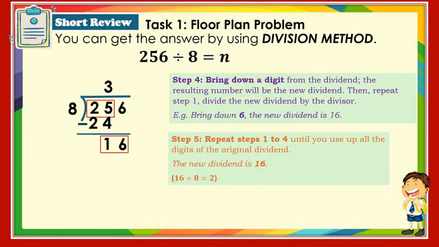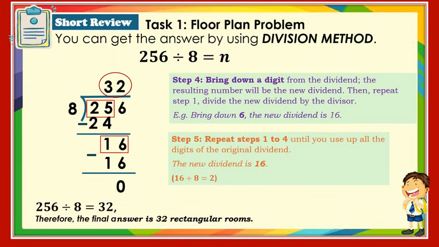So our new dividend is 16. How many 8s are there in 16? Meaning to say we have to divide 16 by 8. 16 divided by 8 is 2. Then multiply 2 by 8. 2 times 8 is 16. And then subtract 16 minus 16, the answer is 0. Since our remainder is 0, our answer is exact. That is 32. So 256 divided by 8 equals 32. Therefore, the final answer is 32 rectangular rooms.